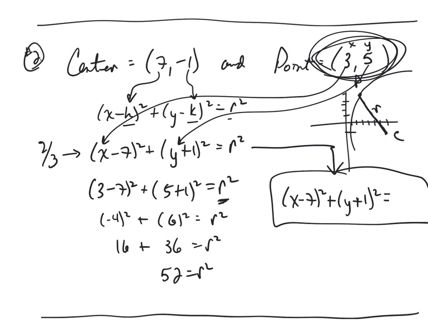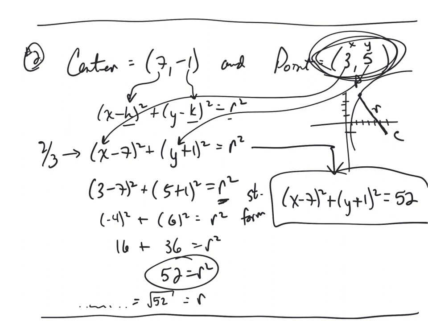Now, if you wanted me to, I could take the square root of both sides. And so r would be the square root of 52, and you could try to reduce that or write it as a decimal. But the number that goes in our equation isn't r, it's r squared, and that's what we have there at that step. So I could replace r squared with 52. And that then would be the standard form for the equation of the circle. Okay? So we have the h, we have the k, and we have the r squared value.